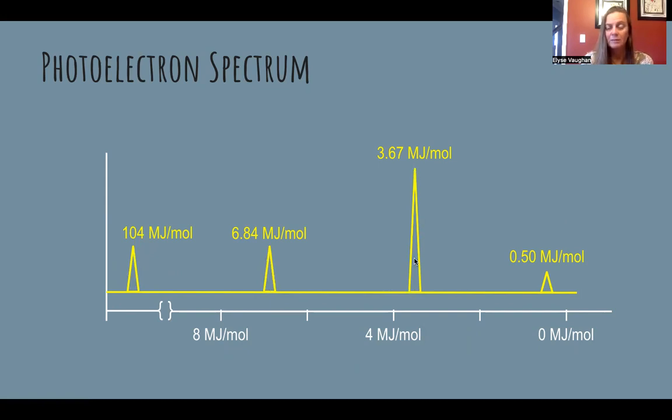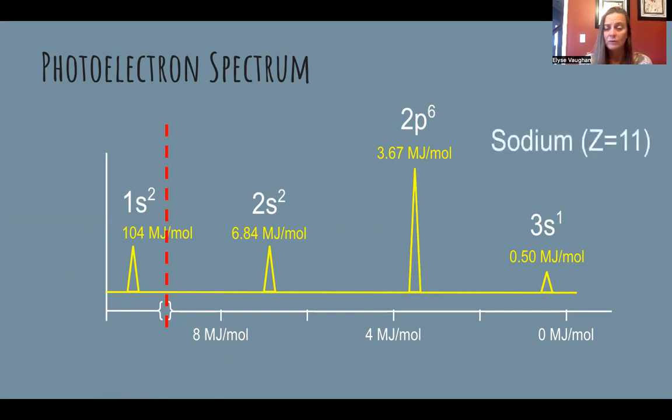Triple the height, this must be a p. And then this must also be an s, but you notice that it's only half the height. So we would say that this is a 1s2, this is a 2s2, this is a 2p6, and this is a 3s, but there's only one because it's half as high. So we can start to see how we can take photoelectron spectra and we can determine the electron configuration. So this would be sodium.